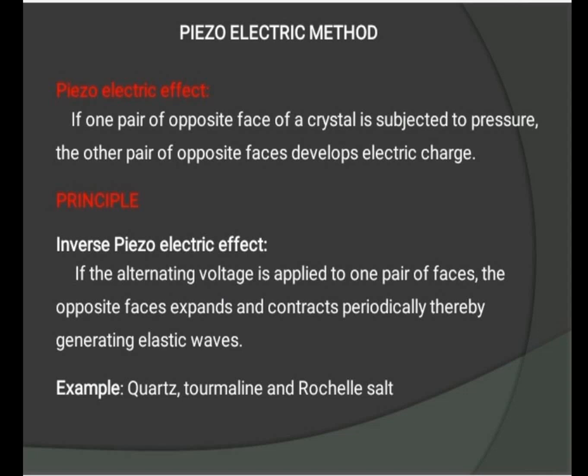When a quartz crystal is subjected to an alternating potential difference along the electric axis, the crystal is set into elastic vibration along its mechanical axis. If the frequency of the electric oscillations coincides with the natural frequency of the crystal, the vibration will be of larger amplitude.